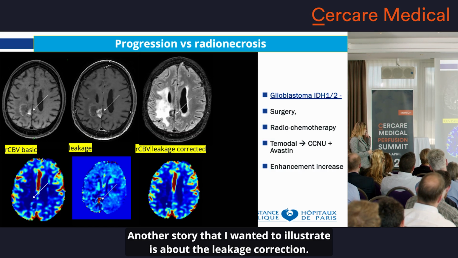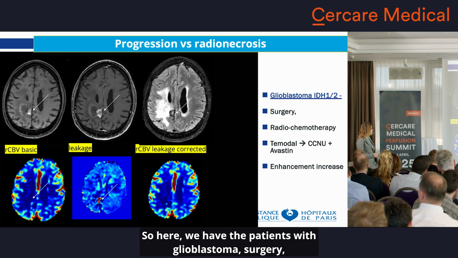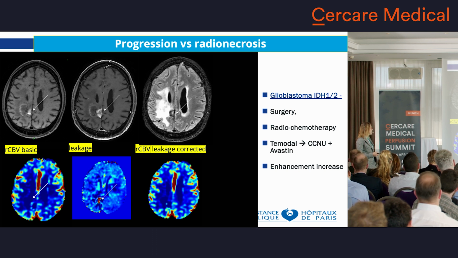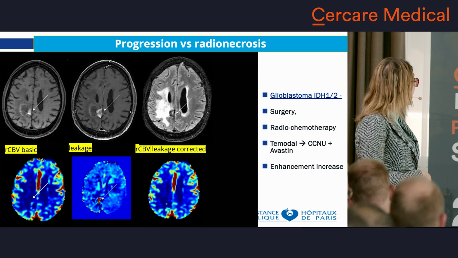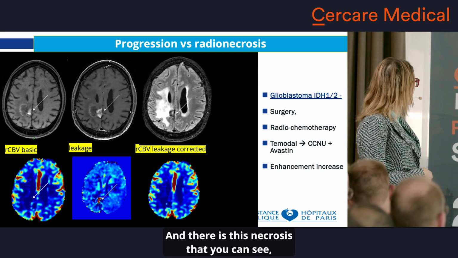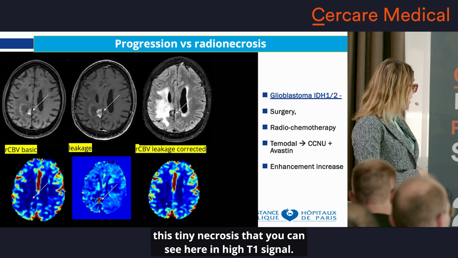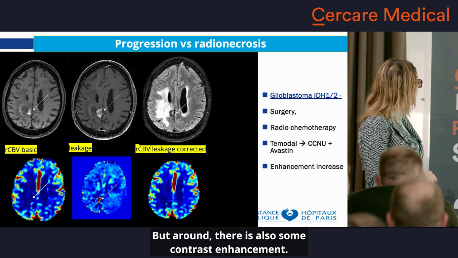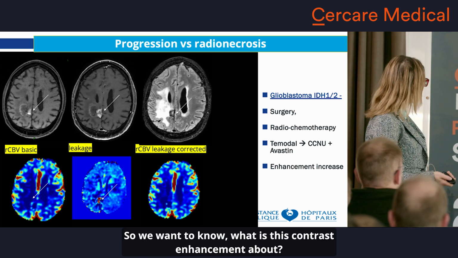Another story that I wanted to illustrate to you is about the leakage correction. Here we have the patient with glioblastoma, surgery, radiochemotherapy, and finally he was treated by CCNU and Avastin. And there is this necrosis that you can see, gelatinous necrosis, here in high T1 signal, but around there is also some contrast enhancement. So we want to know what this contrast enhancement is about.